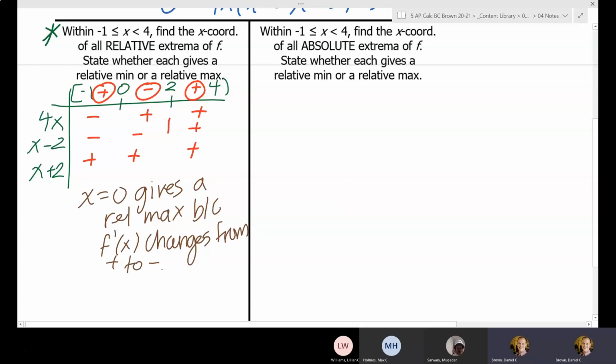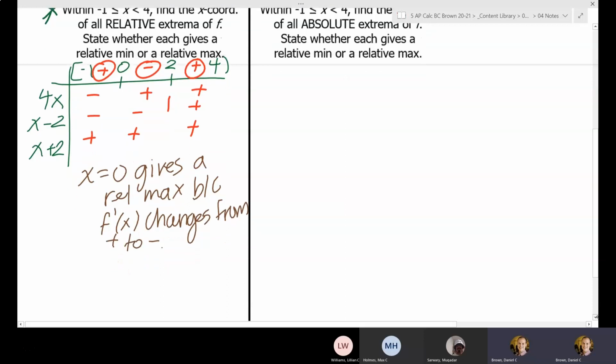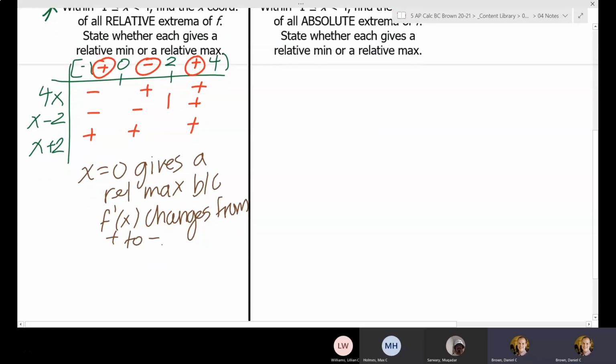And then I can also see that x equals 2 gives a relative minimum because we go down and then up, so it changes. I should say what changes. f prime changes from negative to positive.